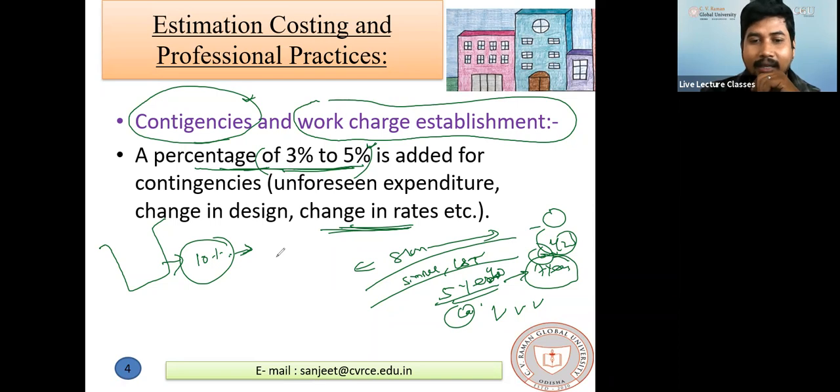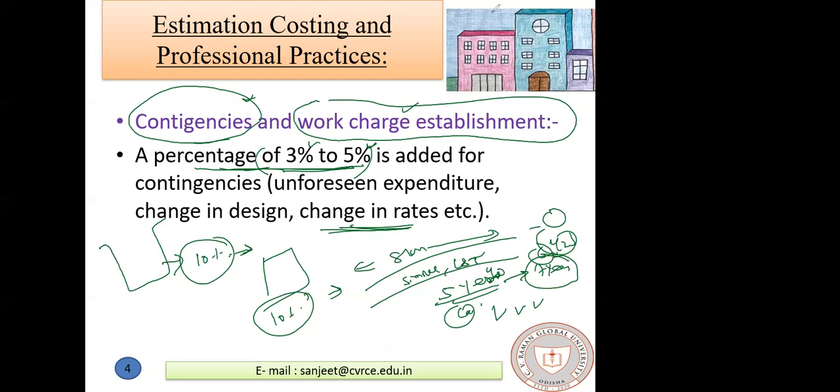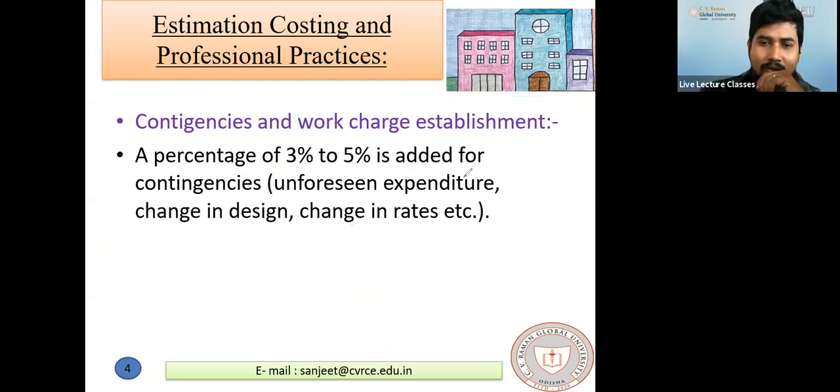In any construction project, generally contractor profit of 10% is also added. 10% extra money is added for contractor profit for any construction work. On that 10% profit, then this 3 to 5%, then work charge establishment, all these are added there. All the construction firms generally look at all these things, because they want some profit, so they charge some extra money.